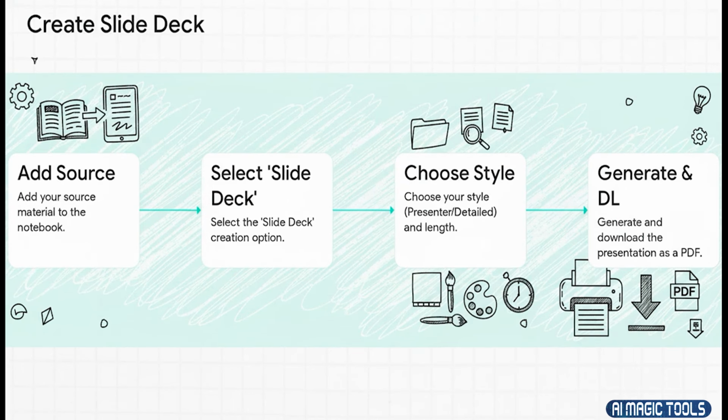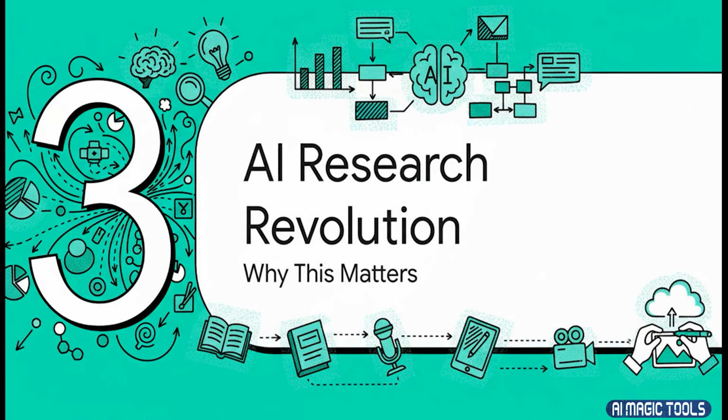And again, the process is just as simple. You add your source, you select slide deck, and then you make 2 key choices. Your style, presenter or detailed, and the length. You can ask for a short, default, or long version depending on what you need. You hit Generate, and a few seconds later, you can download a clean, ready-to-use PDF. It's that fast. Okay, so in just a few clicks, you can have an infographic or a whole slide deck.